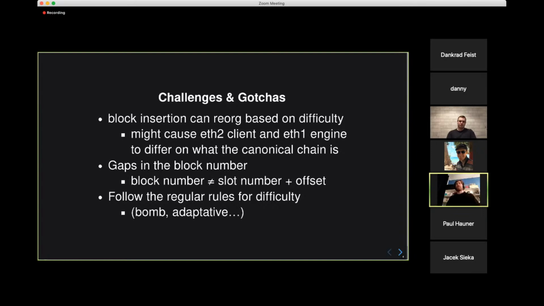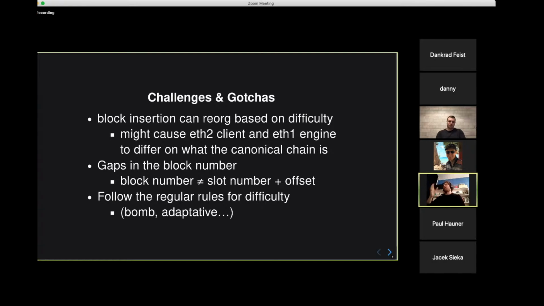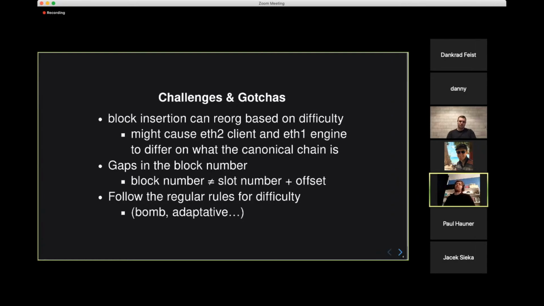So the difficulty bomb still exists. If you set the wrong kind of difficulty, it will try to adapt, so the timing might be off. So there are a few gotchas to be careful with at the moment, if you want to play with Catalyst, or if you want to just do your own version of it. So yeah, I just wanted to make sure of that.